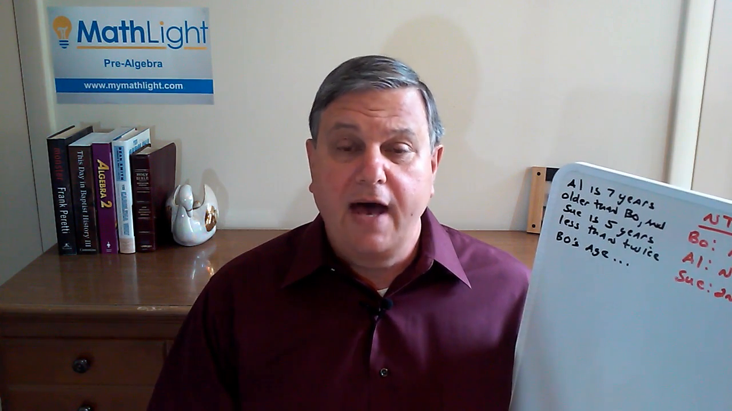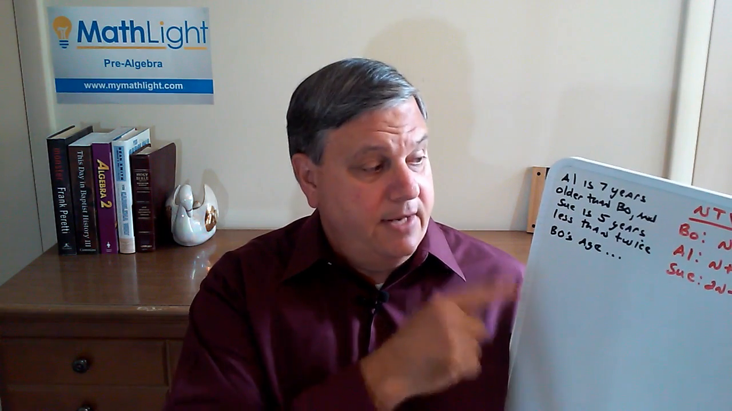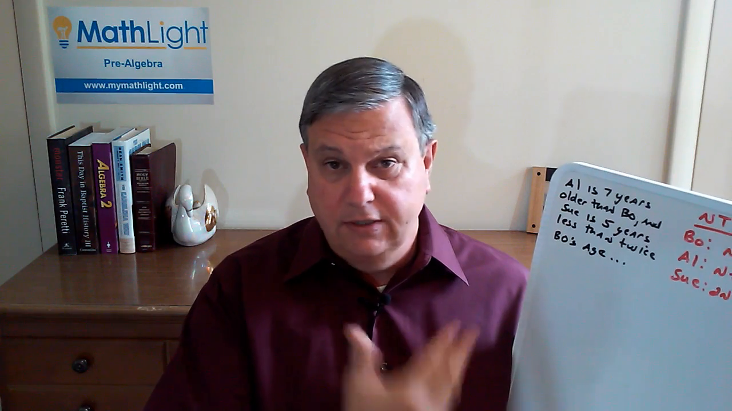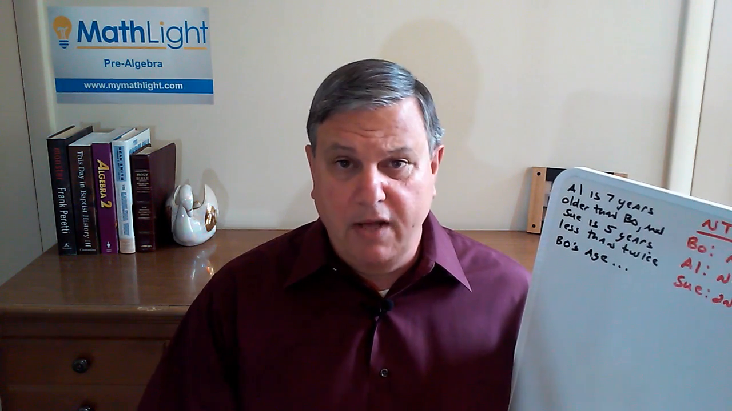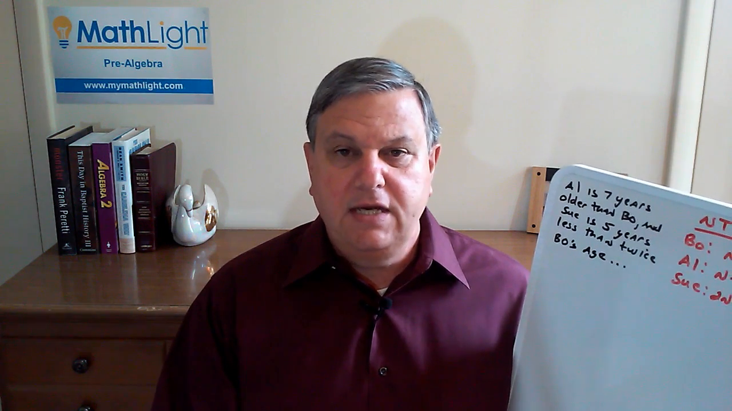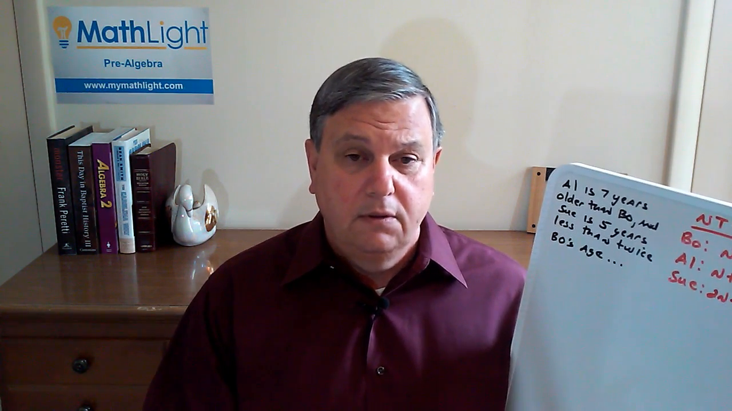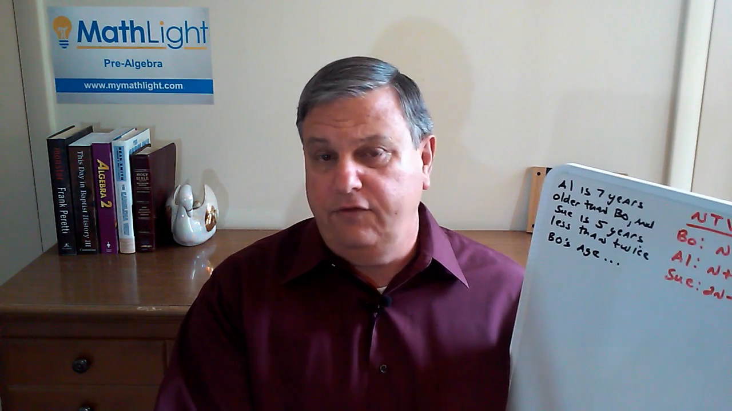And if you'll do that, your students will have a much easier time with figuring out how to name Al and how to name Sue. It's not hard. We would have trained our students: 7 years older, n plus 7. 5 less than twice, 2n minus 5. But the key is to train your students when naming the variable to always make the variable the one that everything else is compared to.